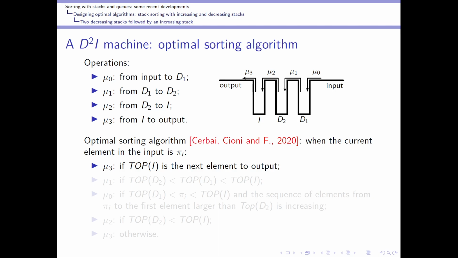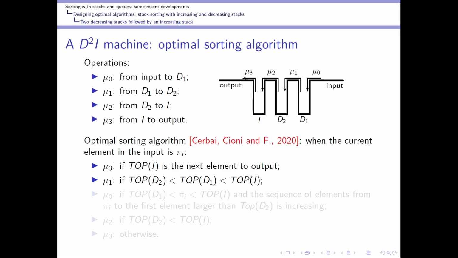The first thing that you try, as usual, is to perform mu3 in case the top of the increasing stack is the next element to output, of course. If this is not the case, the next try is to perform mu1. And in order to perform mu1, again, you have 2 inequalities to satisfy, which are completely analogous to the inequalities for the same operation in the DI case.